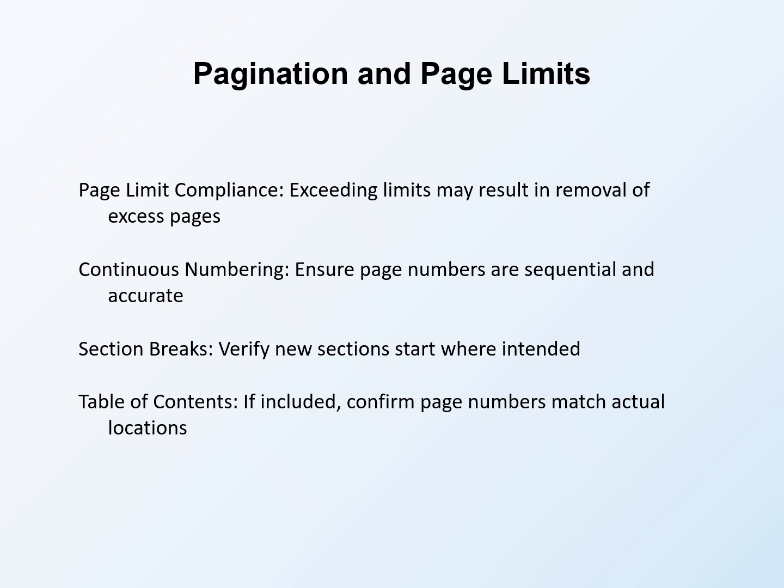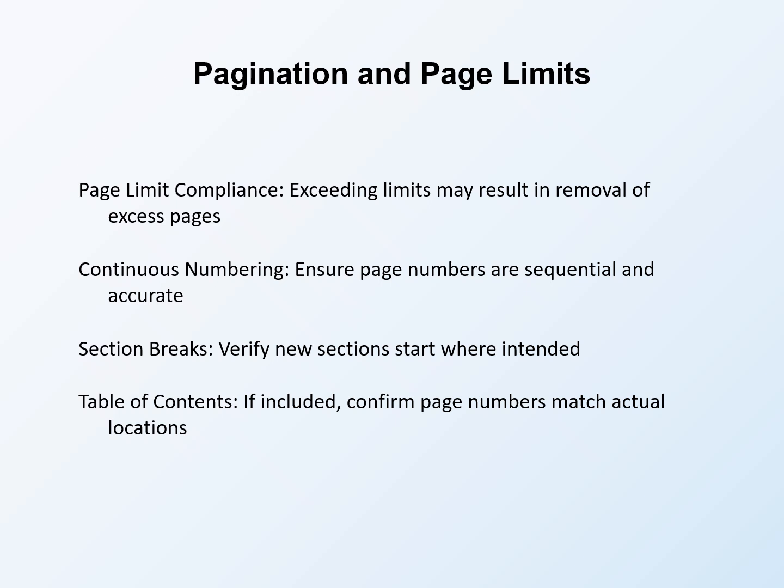Continuous numbering ensures page numbers are sequential and accurate throughout the document. When proposals are assembled from multiple files, numbering errors commonly occur. Pages may be missing numbers, numbers may repeat, or sequences may have gaps. Print your final document and manually verify that page numbers run continuously from beginning to end.